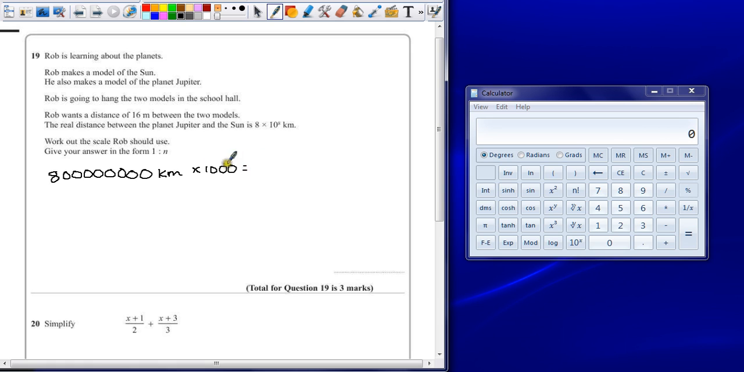we're dealing with some very big numbers here, we've got 8 with 11 zeros on the end. Now you can keep this all in standard form, but just writing out in full shows at least that you understand what this question is all about. So our ratio at the moment is given as 16 meters is going to represent this large value.